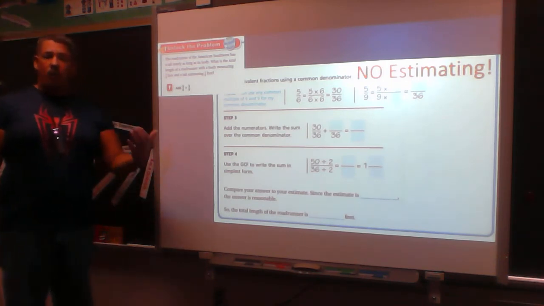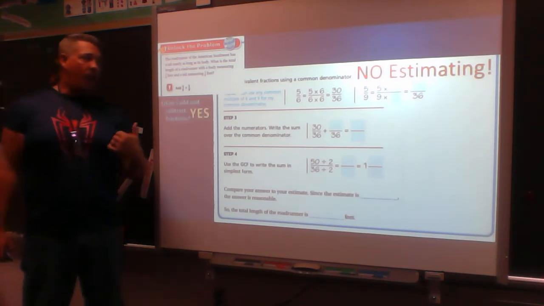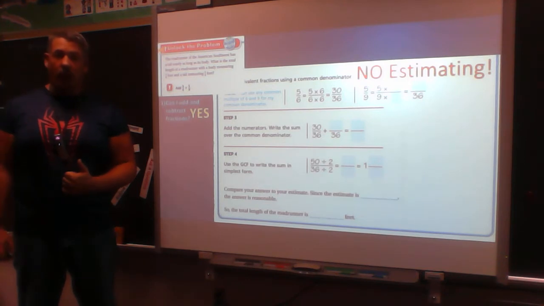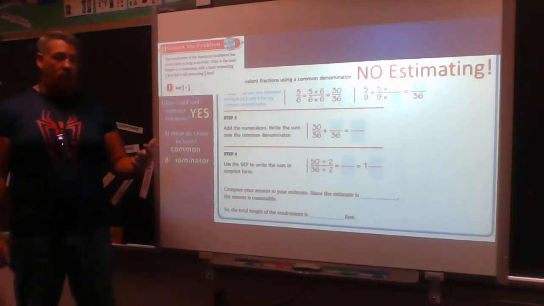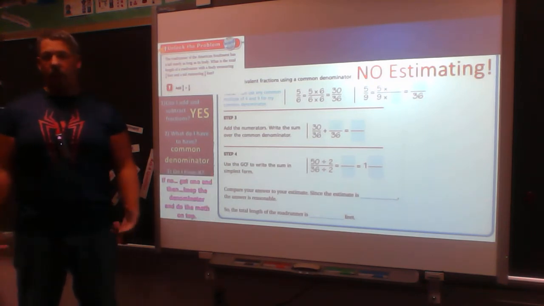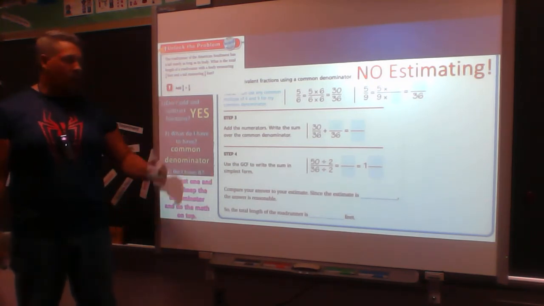Then I go through my questions. All right, so can I add fractions? Yep, I sure can. What do I have to have? I have to have a common denominator. So I look at it. Do I have it? Nope, I have unlike fractions, don't I? I have a 6 and I have a 9.